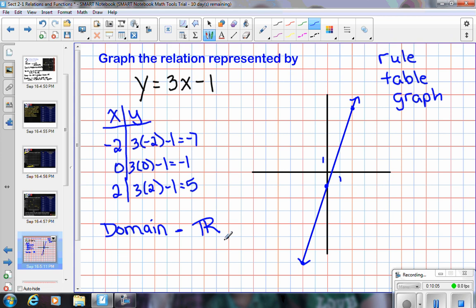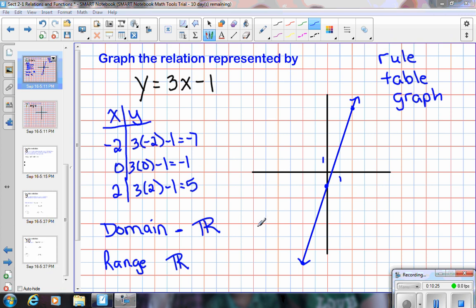Remember our symbol for all real numbers. Our range, if you notice from our graph, notice how I have an arrow that goes up, an arrow that goes down. It covers all of the values of y. So for my range, it is all real numbers. So is this relation a function? Does it pass the vertical line test? Yes, it does. So y equals 3x minus 1 is a function.